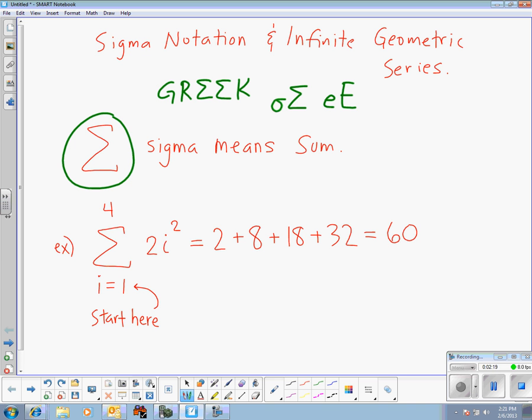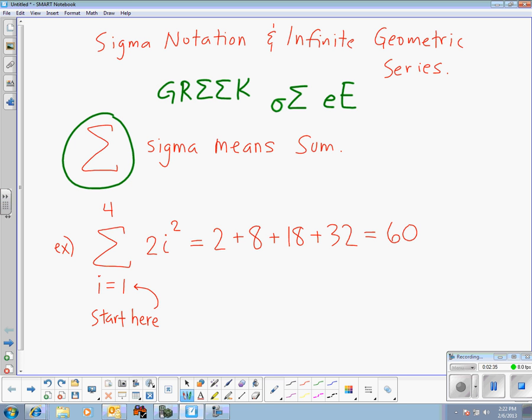All right, so there are some advanced things you can do with sigma. One day you'll learn about a lot of different series. You'll see this symbol all over the place, but it's a pretty simple idea. You start at the bottom, you go till you get to the top, and you add them all together. So that's what sigma means.